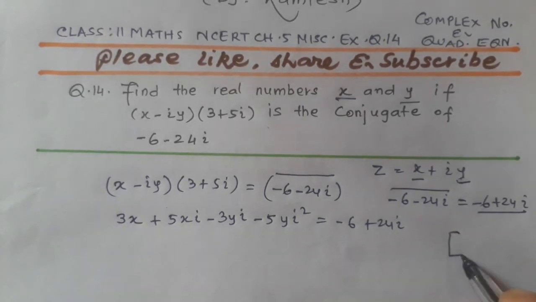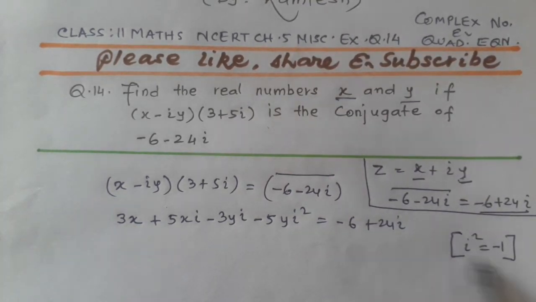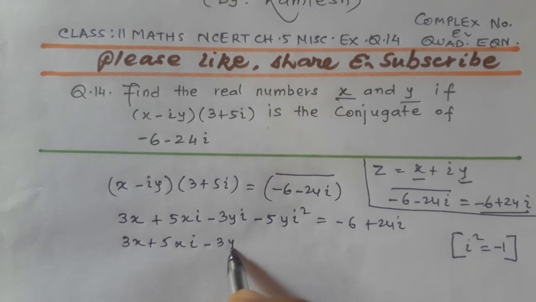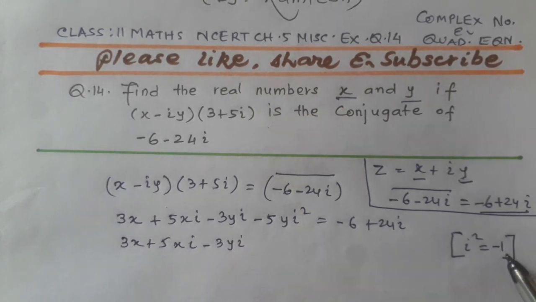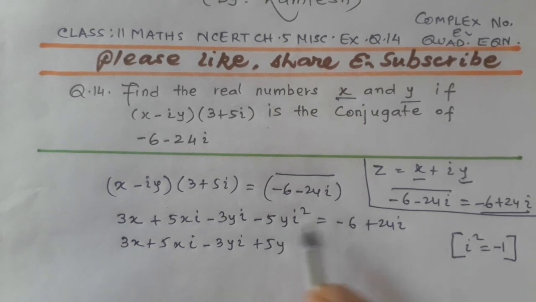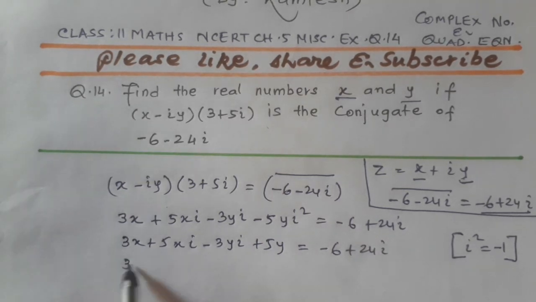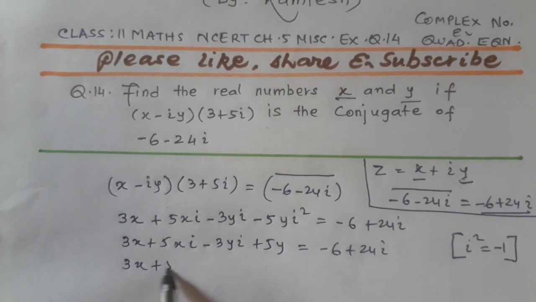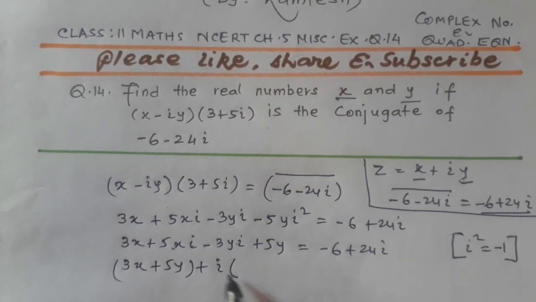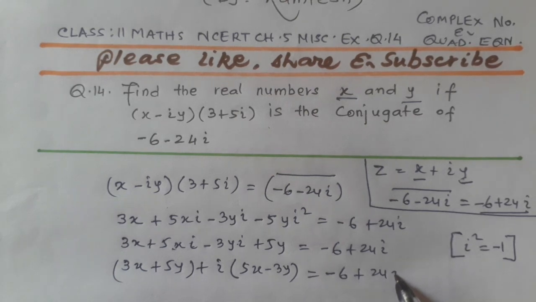So we know that iota square is equal to minus 1. So it will be 3x plus 5x iota minus 3y iota, and here iota square is minus 1, so minus 1 into minus 5y will be plus 5y, equal to minus 6 plus 24 iota. Now 3x plus 5y we shall take here, and iota is present in both terms, so we take iota common, it will be 5x minus 3y, equal to minus 6 plus 24 iota, right?